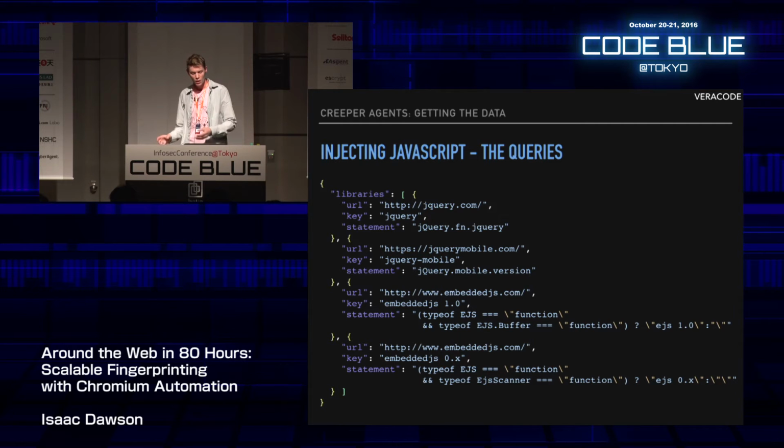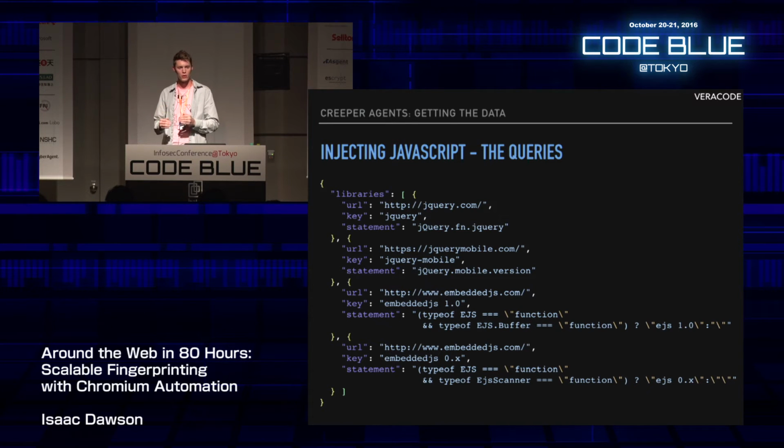Other libraries, not so easy. Embedded.js is a good example. It doesn't have any method or property that I can call to get a version string, so I had to do sort of a differential of previous versions. What I came up with is that in Embedded.js 1.0, EJS was bound to the window, and so it was a function, so I could check that type. It also had a function bound to that called EJS buffer. So knowing those two properties, I can say this is version 1.